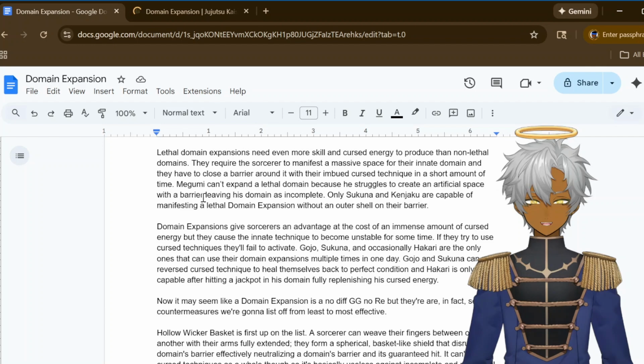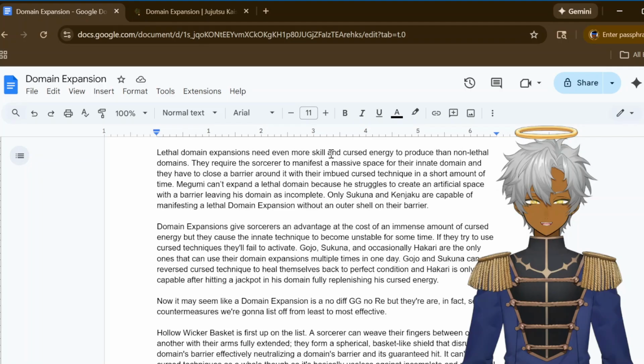And as we'll see with pretty much all the other domain expansions, it's really hard to talk about domain expansions when we haven't seen that many of them, at least in the anime. Lethal domain expansions need even more skill and cursed energy to produce than non-lethal domains. This is literally just because non-lethal domains just place a rule set along with the binding vow that make that rule set happen no matter what.